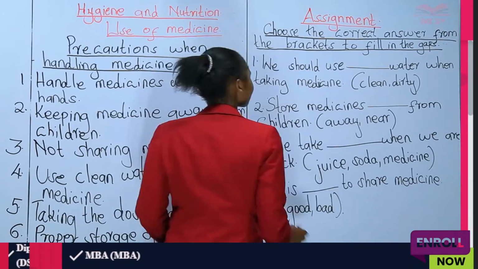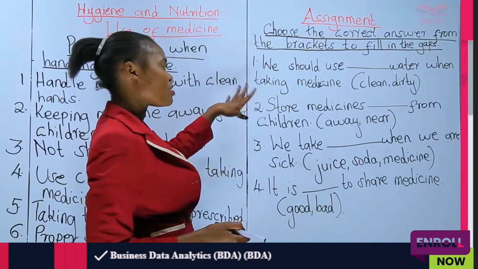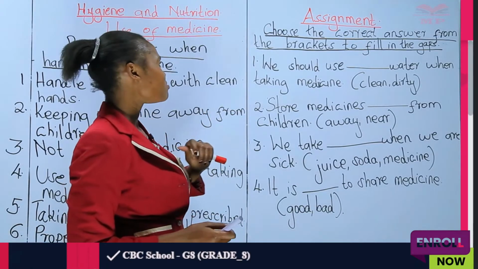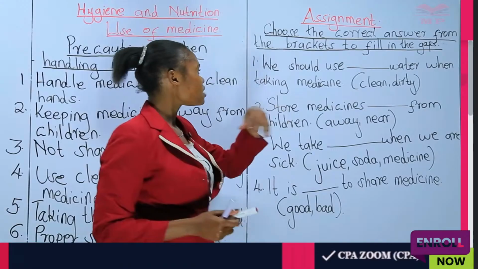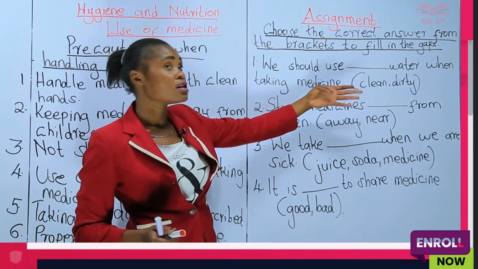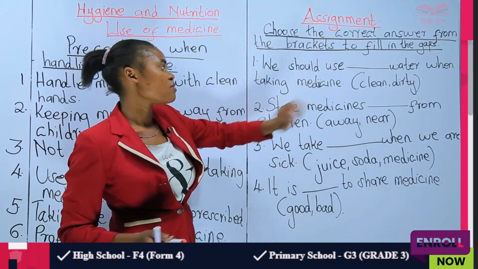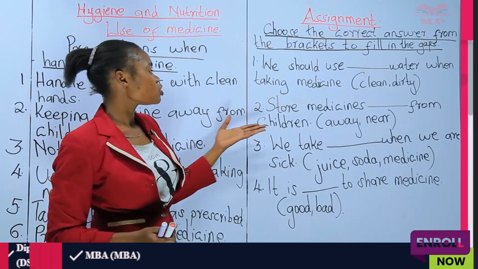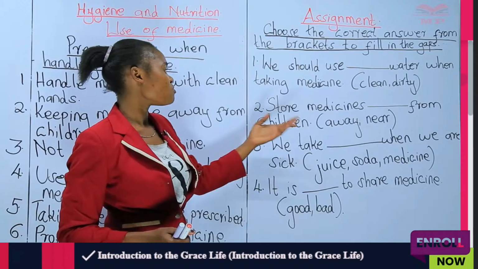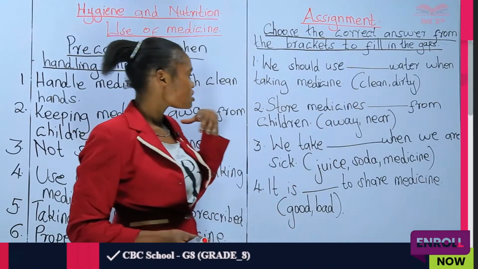Now the instructions, choose the correct answer from the brackets to fill in the gaps. Number 1, we should use dash water when taking medicine. Clean, dirty. Select the correct answer and fill in the blank space. Question 2, store medicines dash from children. Away, near. You select for me the correct answer.